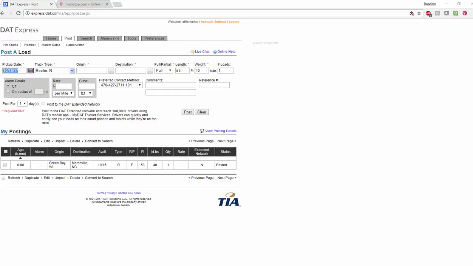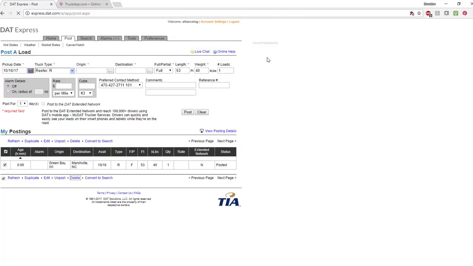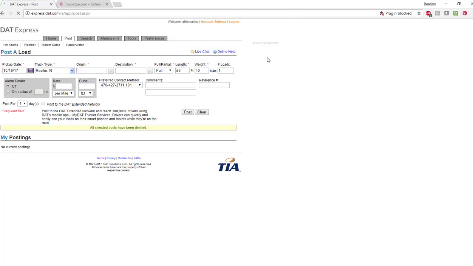But we're gonna take that off because we don't wanna start receiving calls on that load, so that is how you post a load. We're gonna delete that. So when you post that load, now that your carriers can see it, they're gonna start to call you to negotiate on that particular load, okay?